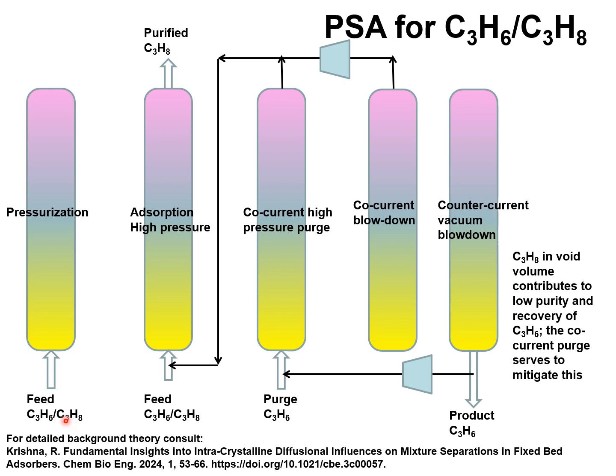Many of these adsorbents are selective to propene, and therefore the desired product is only recoverable in the final countercurrent vacuum blowdown step. In order to achieve high purities of the desired propene product, it is important to have adsorbents that practically exclude propane from the pores, because any propane left in this final blowdown stage will contribute to low purity of and recovery of the desired propene product.